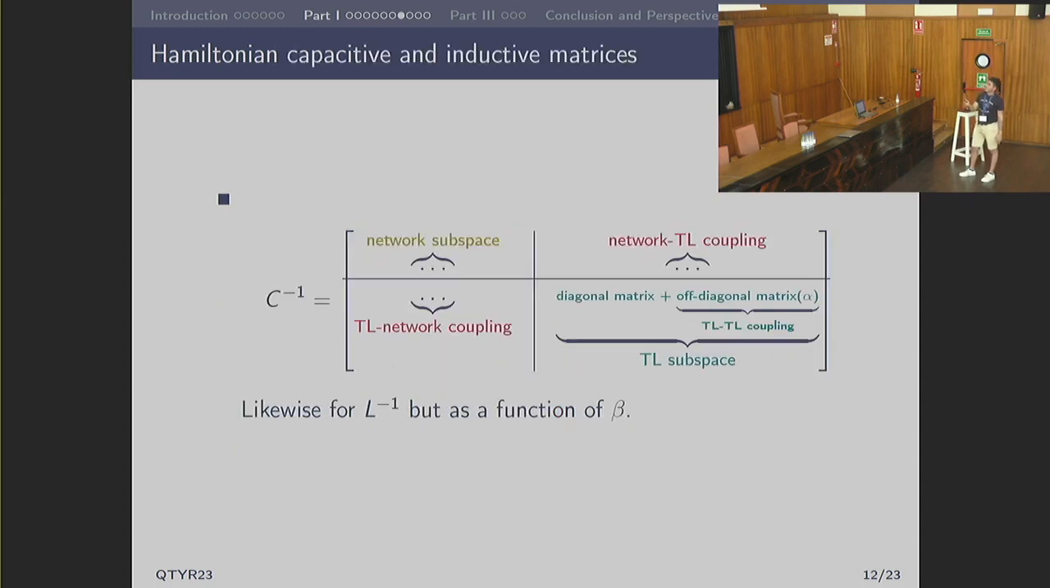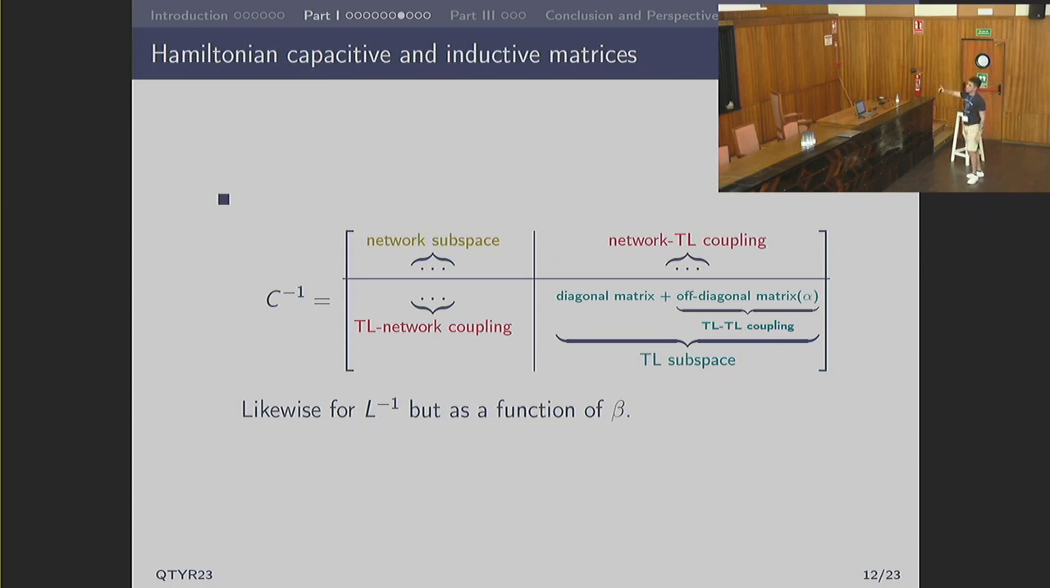So zooming in on this capacitive matrix, we can see that we can block it apart into 4 parts. So the network subspace, your cavity qubit subspace. You have also 2 off-block diagonals corresponding to your coupling terms, and a block diagonal matrix corresponding to your waveguide subspace. And what you can see is that you have a diagonal term plus an off-diagonal matrix, which is a function of alpha, and likewise for L-1, but as a function of beta.